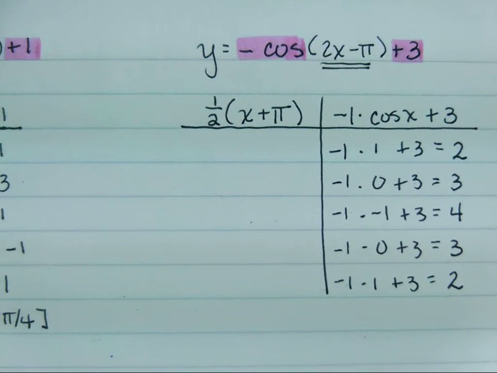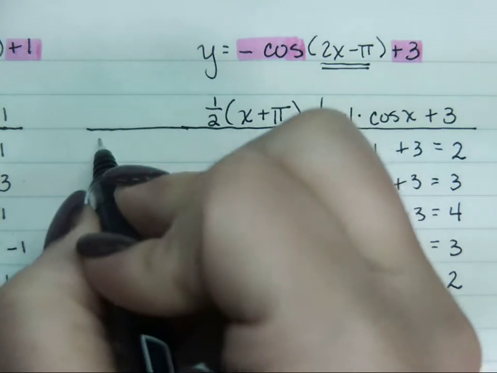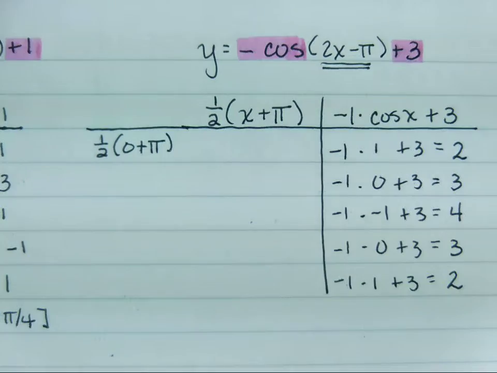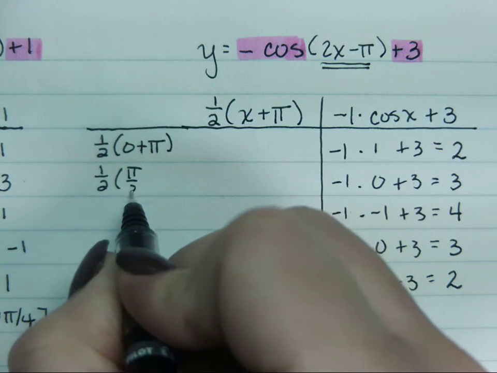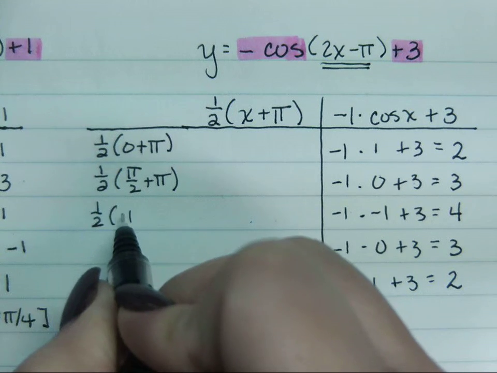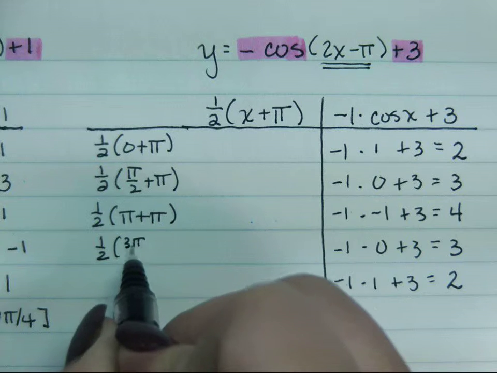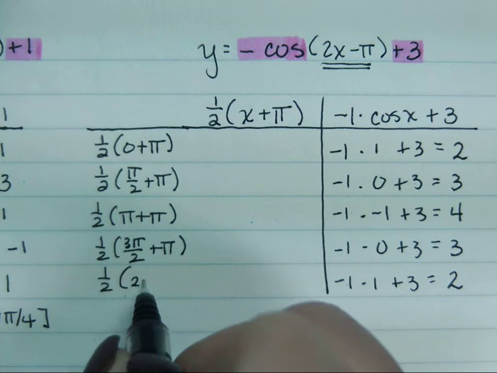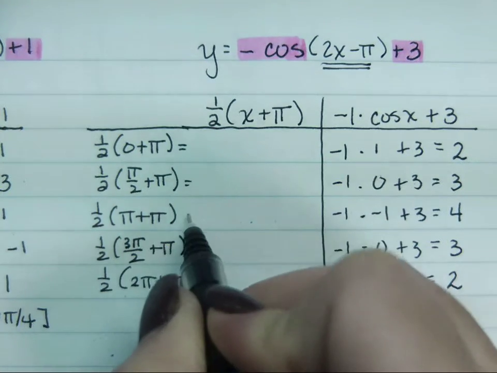And so now I want to give myself a lot more space over here to do my operations. Because again, I'm going to have to take 1/2 of my input value after I add pi. Right. And so I'm going to write down everything that I need to do and give myself a lot of space to do it. Now sometimes you may want to do this on a separate sheet of paper. Sometimes you're just going to want to use your calculator.